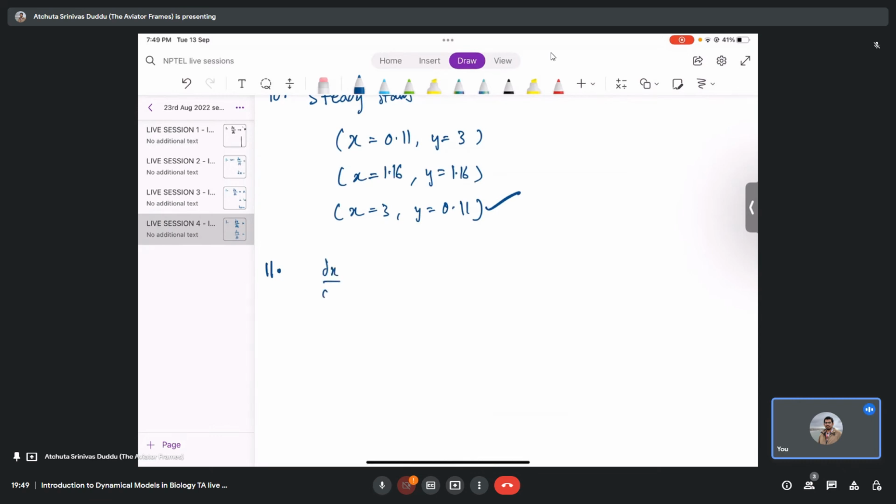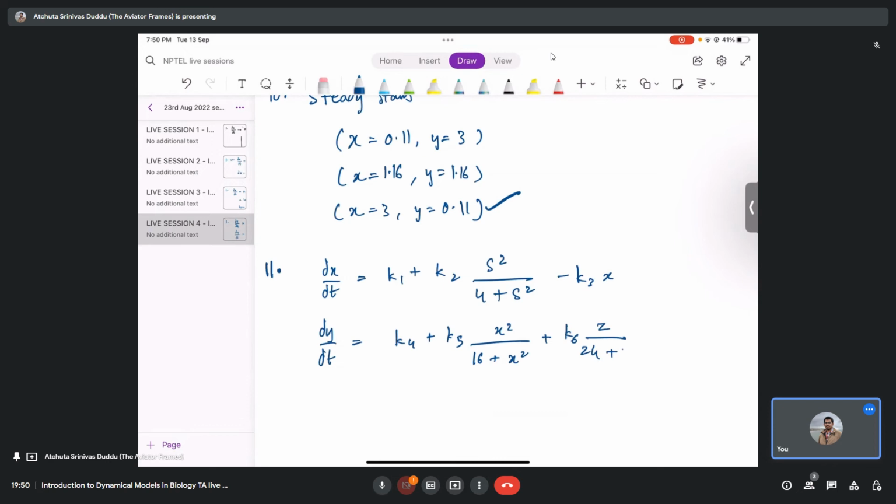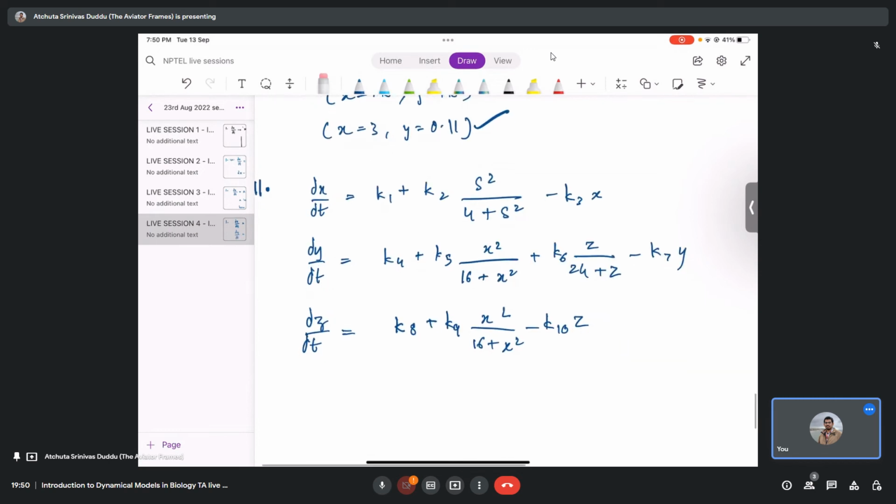We have dx by dt equal to k1 plus k2 s square by 4 plus s square minus k3x. dy by dt equal to k4 plus k5 into x square by 16 plus x square plus k6 into z by 24 plus z minus k7y, and dz by dt is given by k8 plus k9 into x square by 16 plus x square minus k10z. Right. Okay, so we have the three equations given.